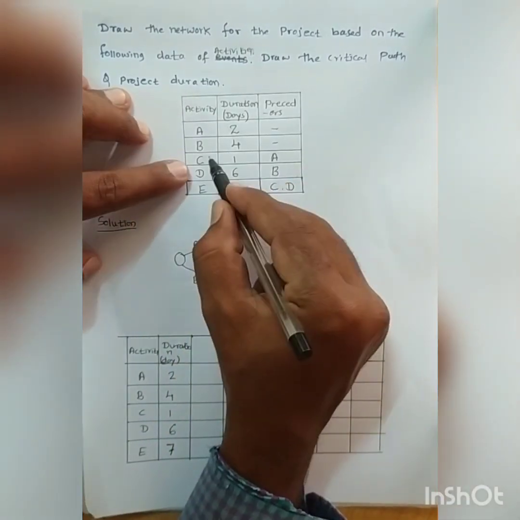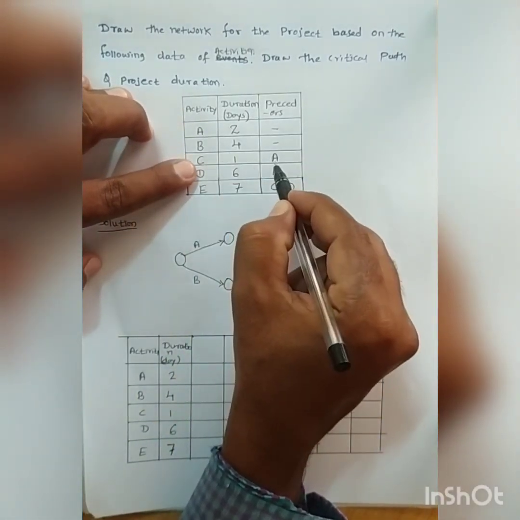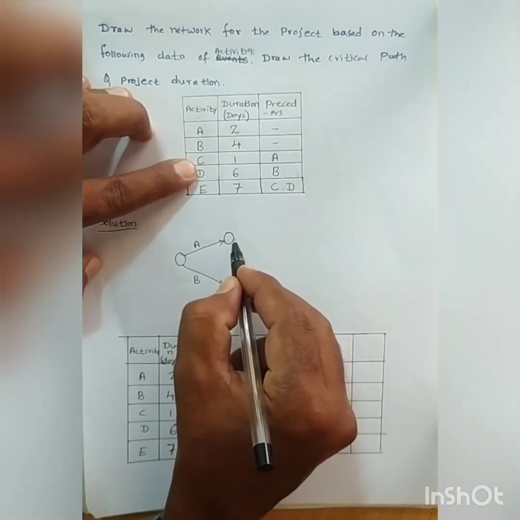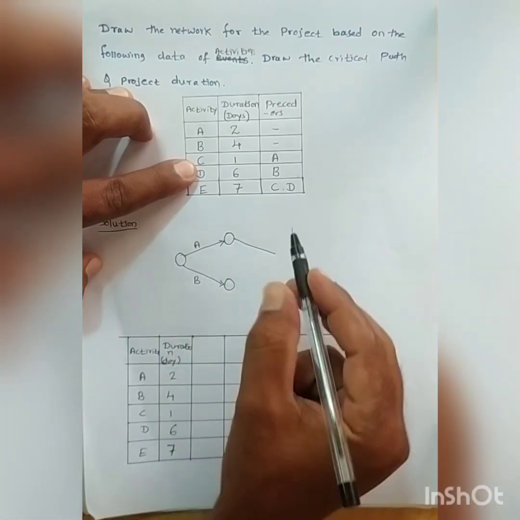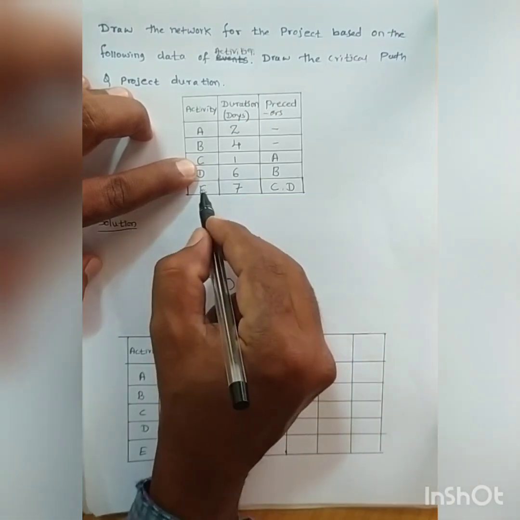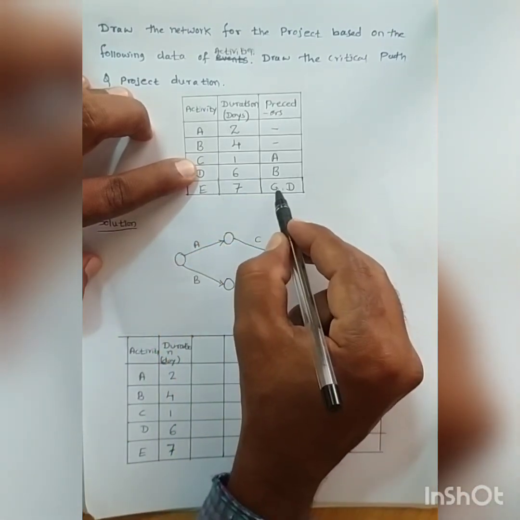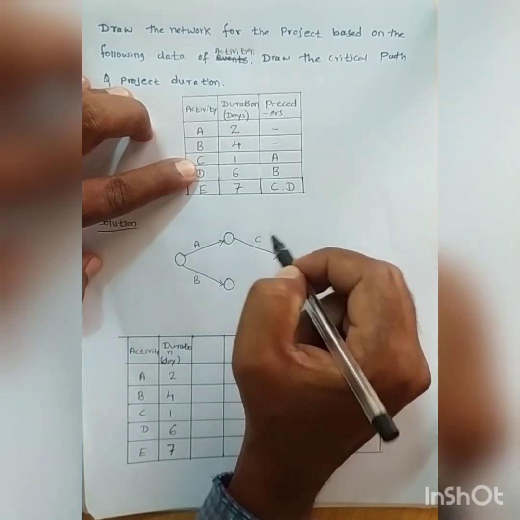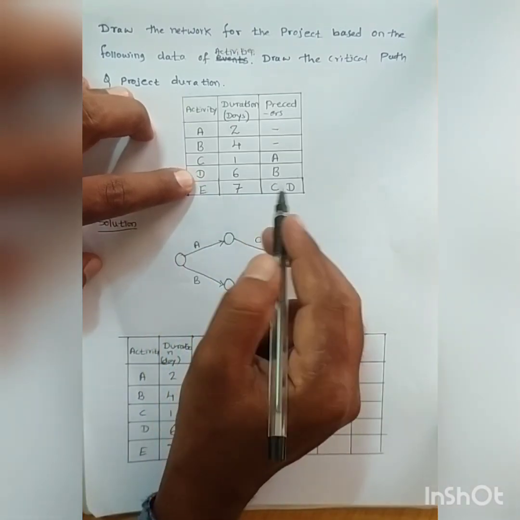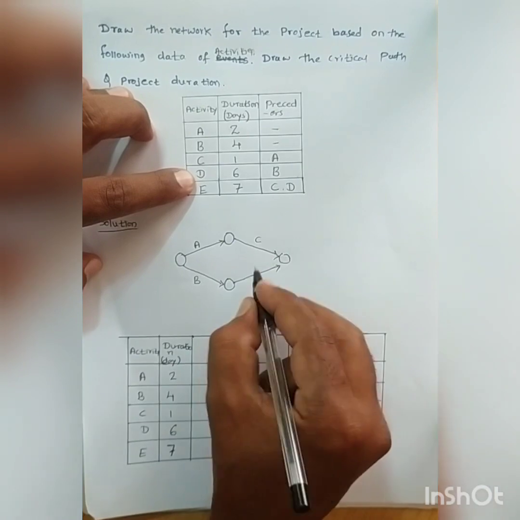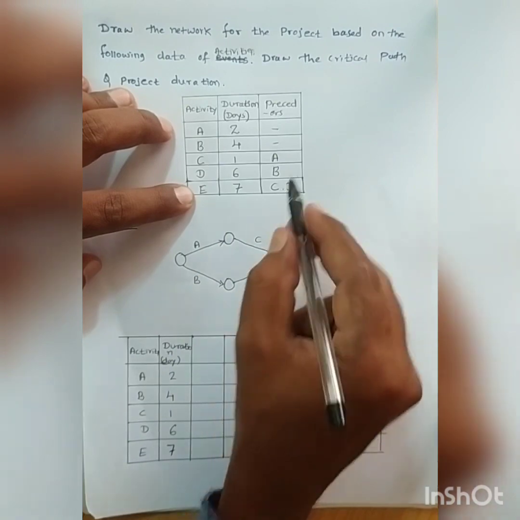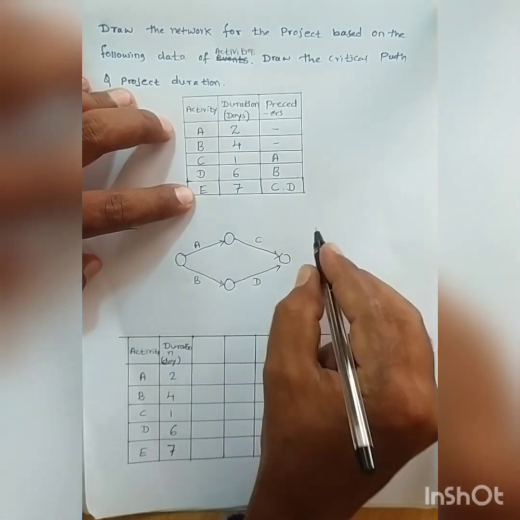Activity C: the predecessor is A. Why have I drawn C in the downward direction? Because my activity E will start after completion of C and D, hence I have taken it down. Activity D: the predecessor is B. And activity E: the predecessors are C and D.